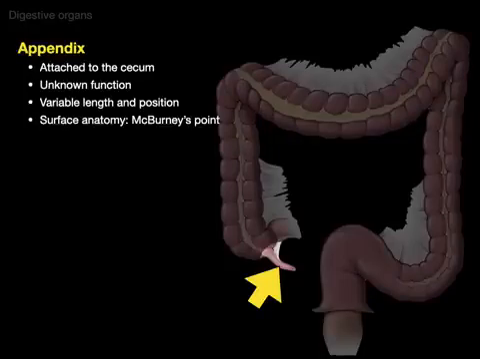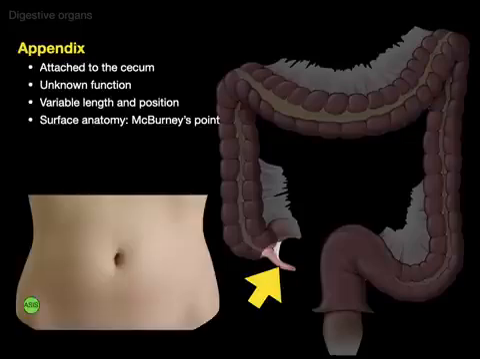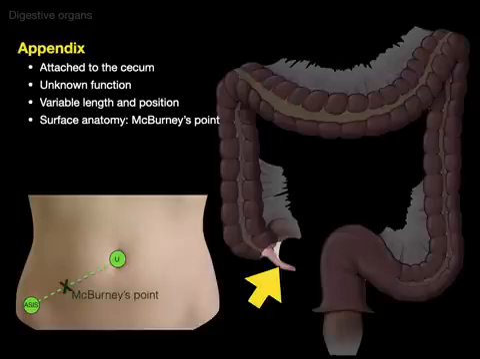But the surface anatomy to locate the appendix is called McBurney's point. You find the ASIS, anterior superior iliac spine, find the umbilicus, and from the right side, I should say, the ASIS, you draw an imaginary line, and a third of the way up is McBurney's point. If you push on that, that's where the origin of the appendix is off the cecum.